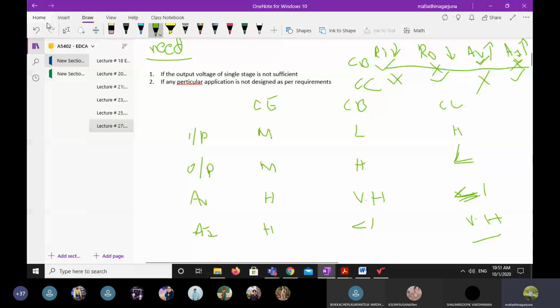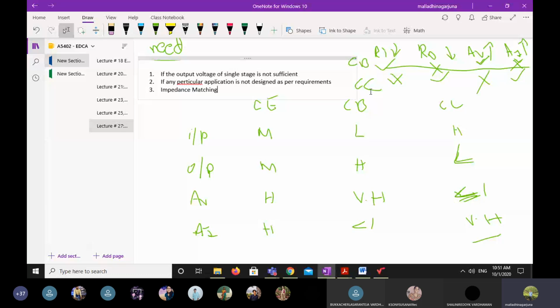Okay, so this third point also comes under the second point only. It means impedance matching. I want to match my output impedance to some other application. So this is my single stage or multi stage amplifier. This is my circuit. I would like to connect my circuit to another circuit, another application.